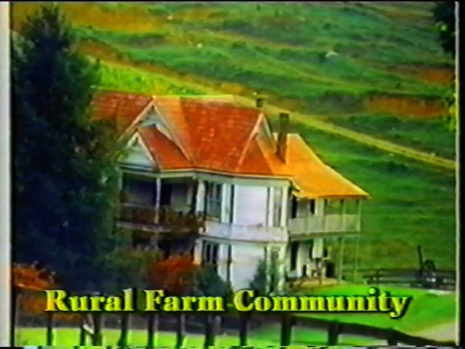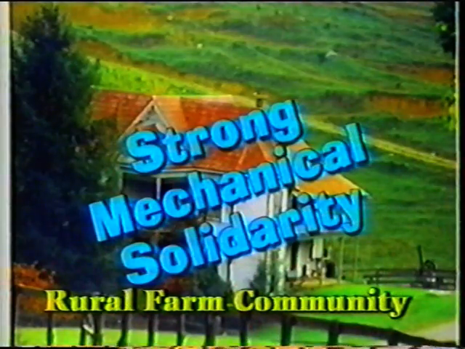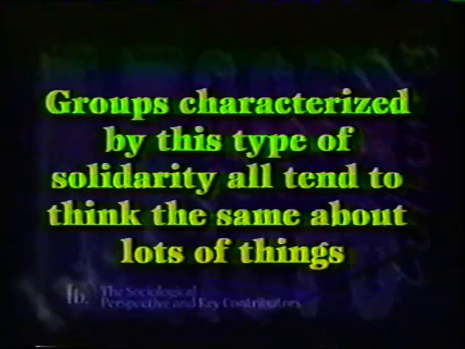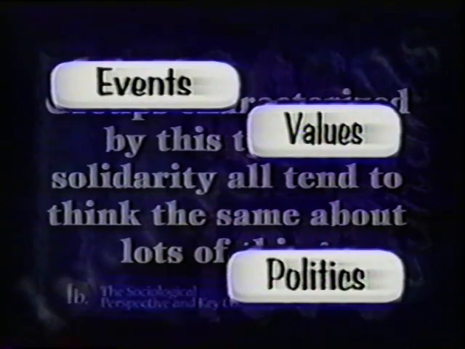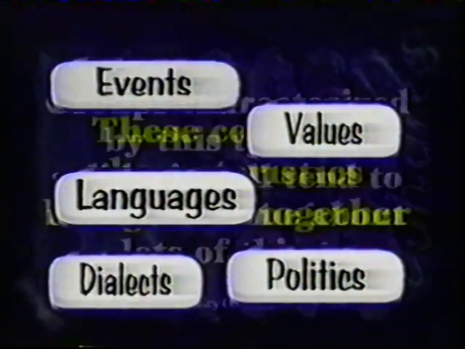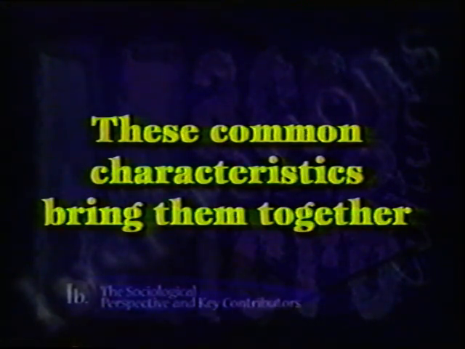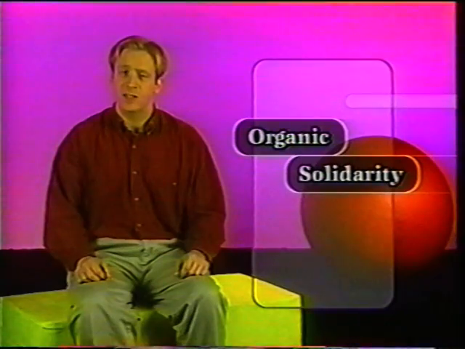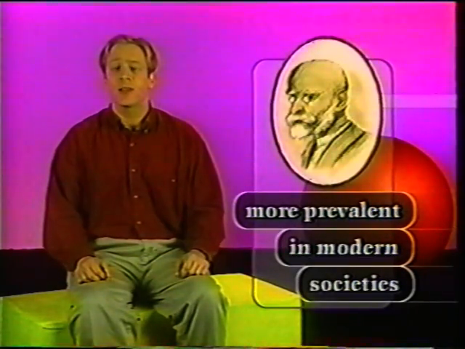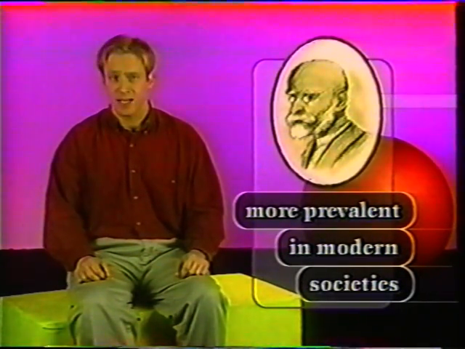For example, a small rural farming community would be an example of a strong mechanical solidarity. Groups characterized by this type of solidarity all tend to think the same about lots of things, like events, politics, values, languages, and dialects. These common characteristics bring them together. Organic solidarity. The second type of solidarity is called organic solidarity. Durkheim believed that this was more prevalent in modern societies.